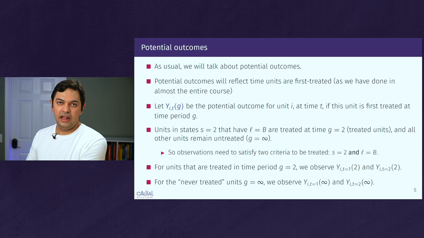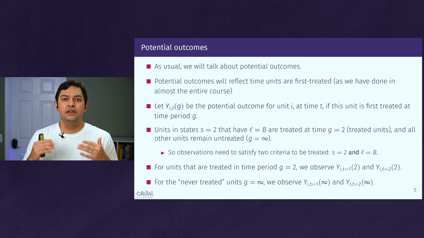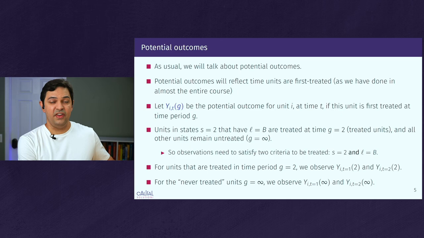Right, so for units who are treated in time G equals 2, we're going to observe Y2. For units who are never treated, because we have only two time periods, they're going to have little g equals infinity, and we're going to observe Y infinity. Very similar here: potential outcomes, the same notation and terminology as we had throughout the rest of the course. We have done this for, I don't know, 15 lectures already, more or less.